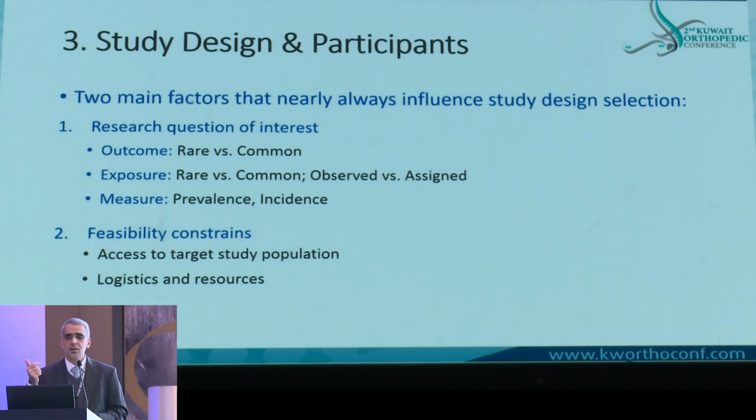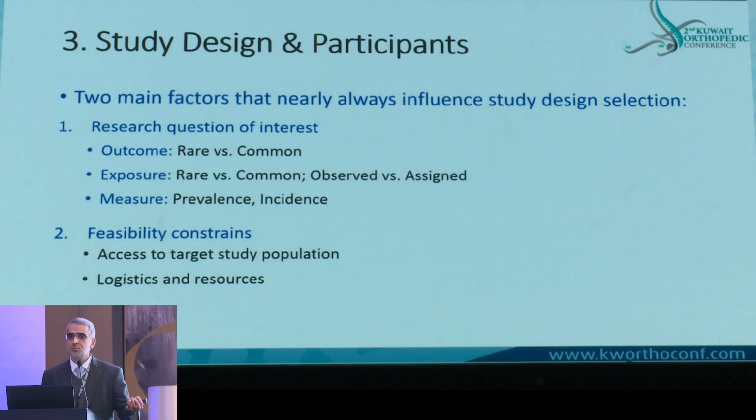For example, if the outcome you want to study is very rare, then we are guided toward a case control study, where you handpick the cases into your study. But if the disease you're studying is very common, maybe you can go to the community and identify enough cases. The exposure can also be rare or common.